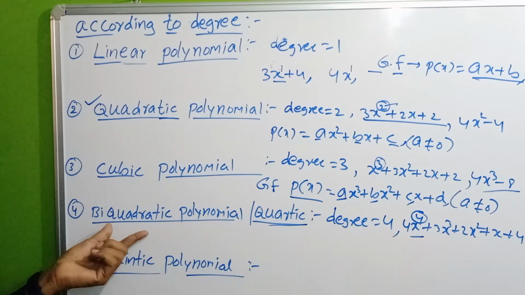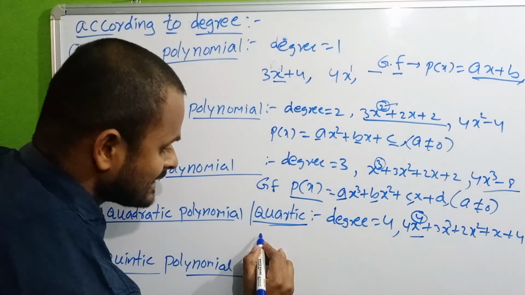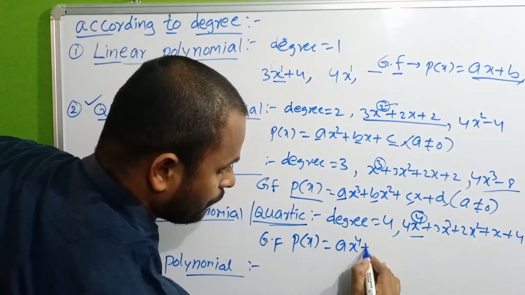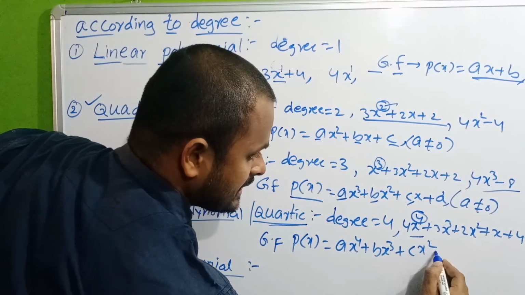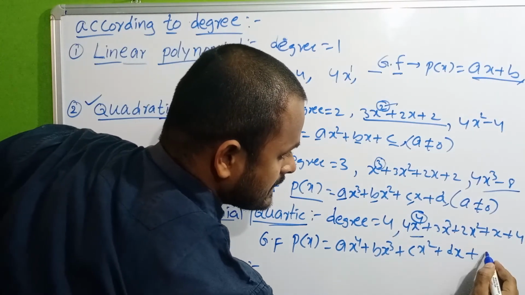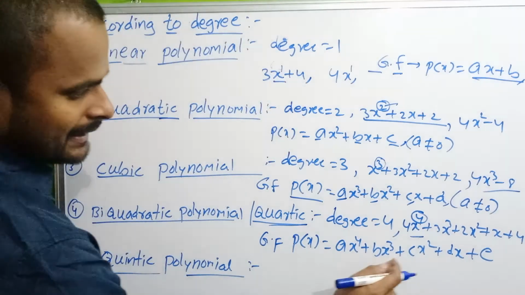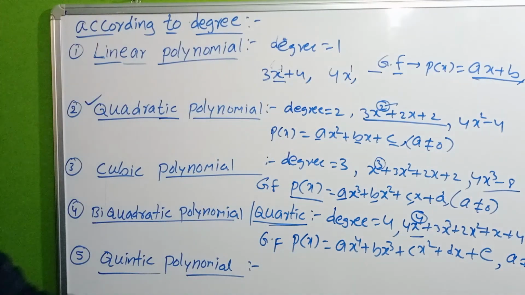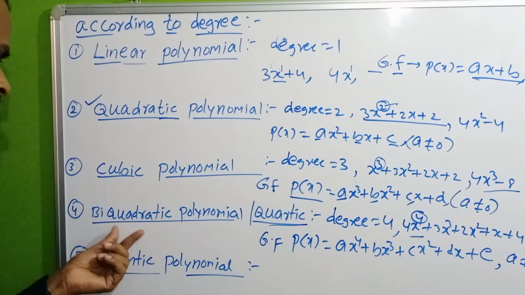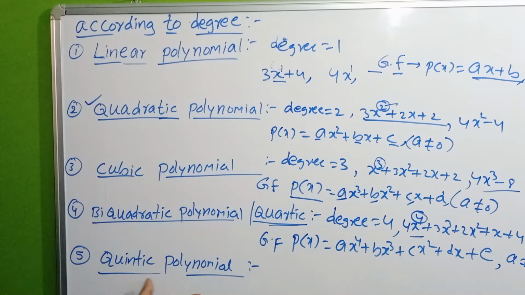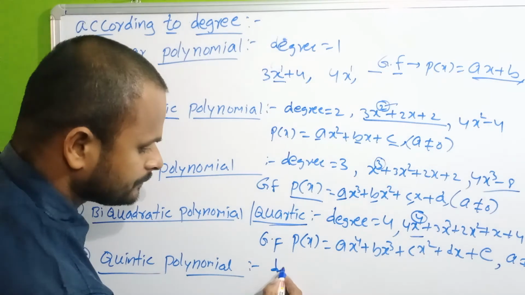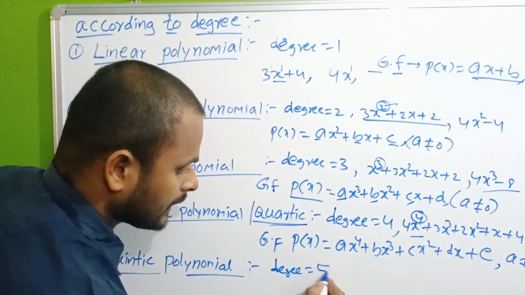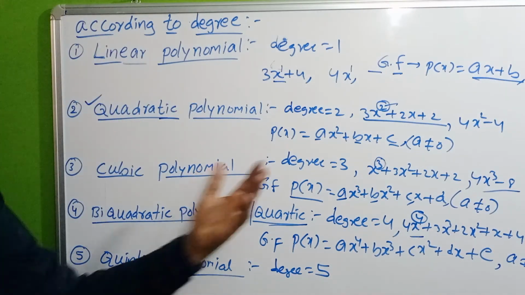Those kinds of polynomials are called biquadratic polynomials, and the general form of a biquadratic polynomial with variable x is ax power 4 plus bx cube plus cx square plus dx plus e. Here a, b, c, d, e are constants where a is not equal to 0. So these are called biquadratic polynomials. And what does a quintic polynomial mean? Having degree 5. Polynomials whose degree is 5 are called quintic polynomials, and there are higher degrees also.